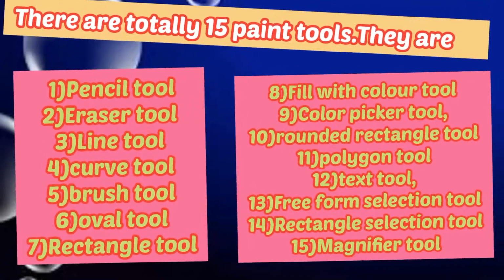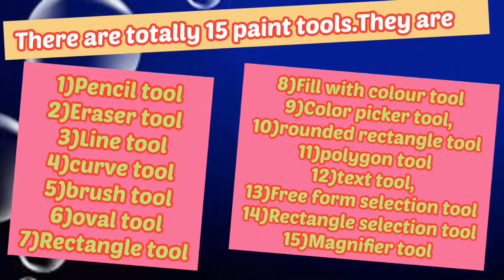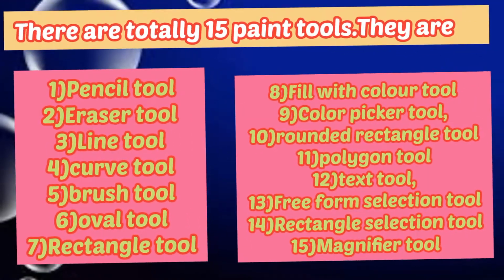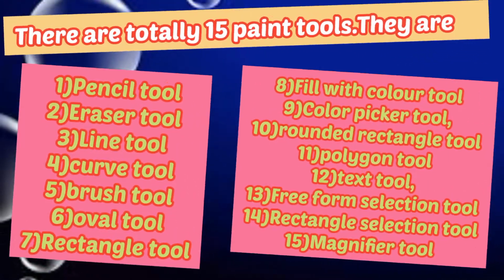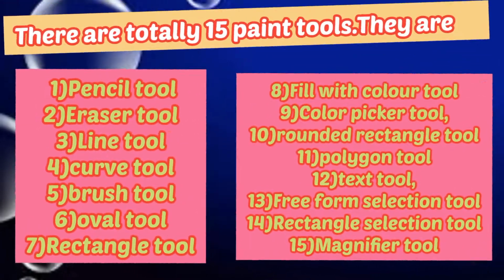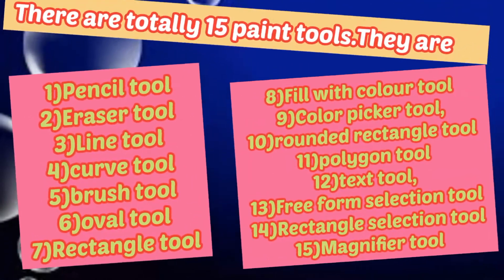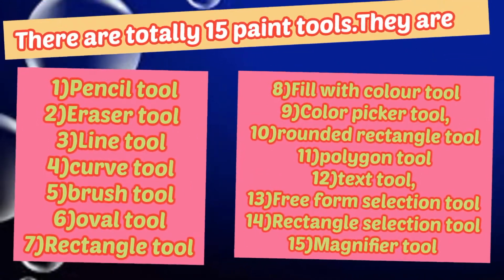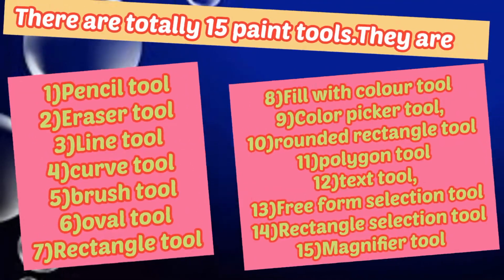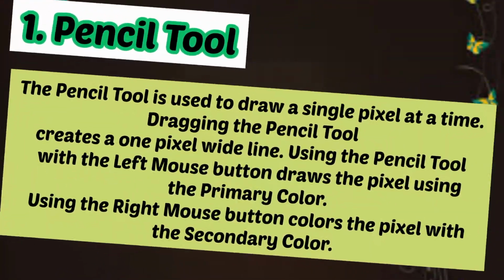Basically, there are 15 tools in the MS Paint application. First one pencil tool, second one eraser tool, third one line tool, fourth one curve tool, fifth one brush tool, sixth one oval tool, seventh one rectangle tool, eighth one fill with color tool, ninth color picker tool, 10th one rounded rectangle tool, 11th one polygon tool, 12th text tool, 13th freeform selection tool, 14th rectangle selection tool, and the last one is the magnifier tool. So let's discuss all the tools one by one.